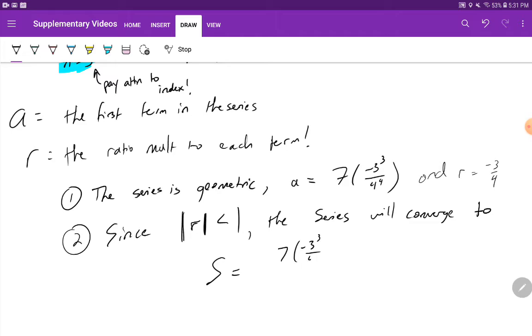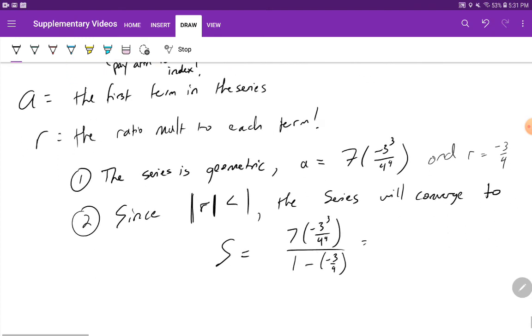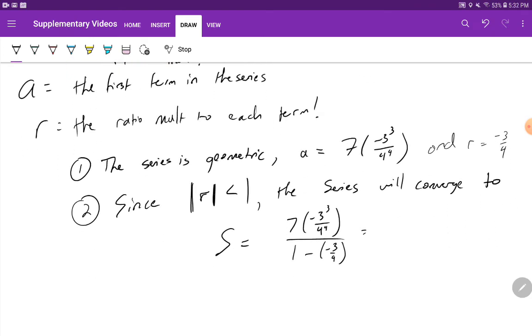I hope you guys figured, I don't want to do this, honestly. You guys can figure that out. Over 1 minus negative 3/4. I'm going to cheat. I'm looking at the book. This is example 4, by the way. This is on page 569. Should have said that first. Sorry. But yeah, I'm just going to look at the answer. You guys can do the algebra, but the answer should be negative 27 over 16.